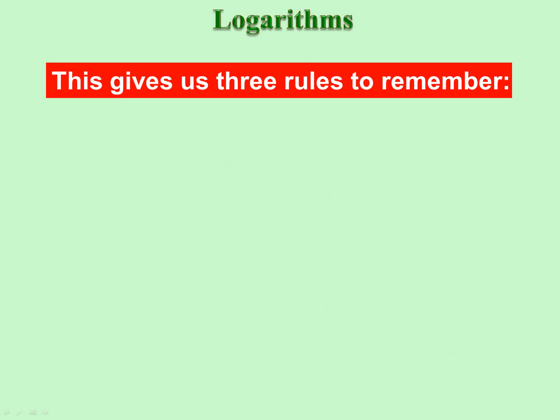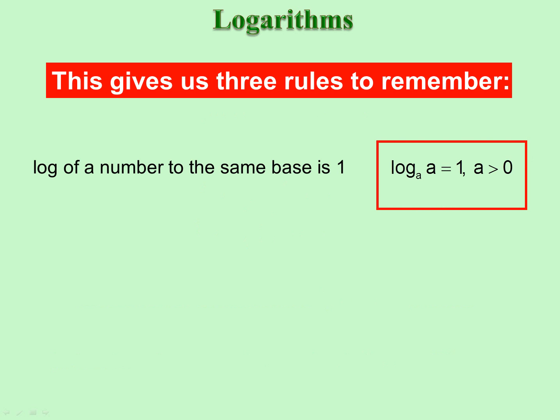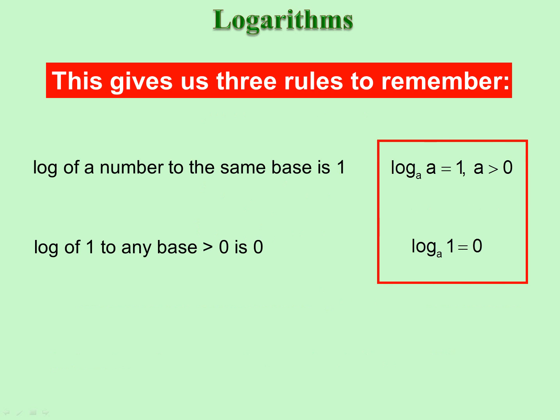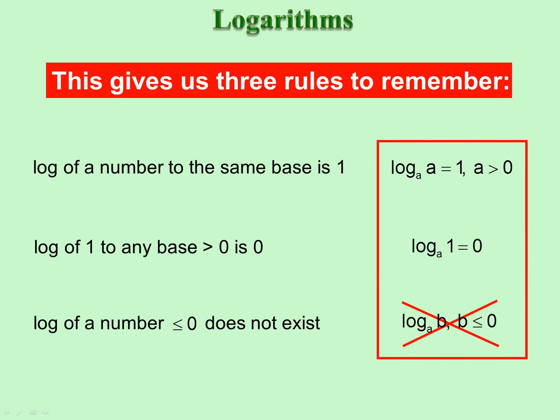Three rules to remember. Log of a number to the same base is 1. There we are. Notice a greater than 0, of course. Log of 1 to any base greater than 0 is 0. Log of 1 equals 0. And log of negative numbers or 0 does not exist.